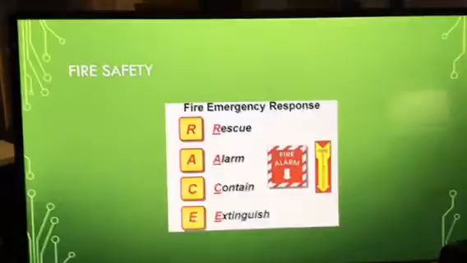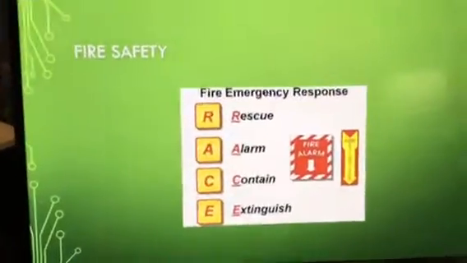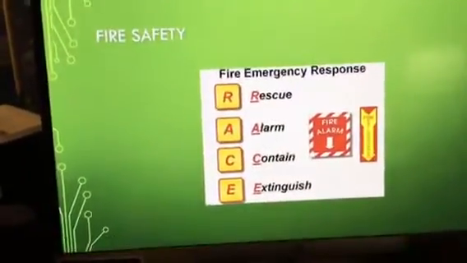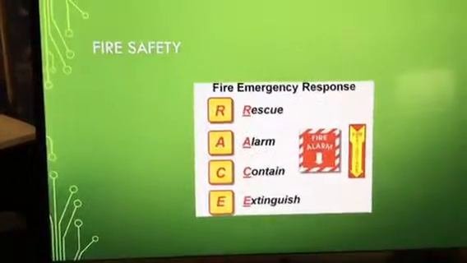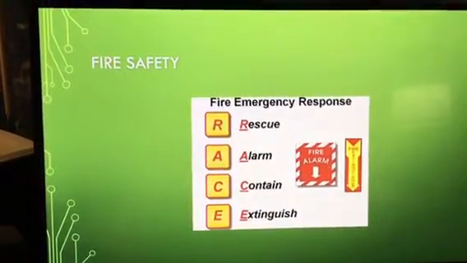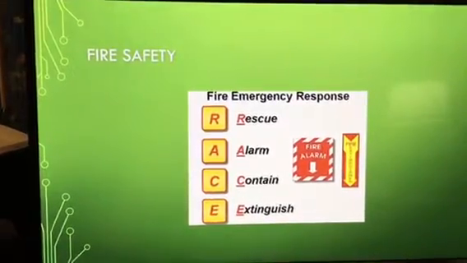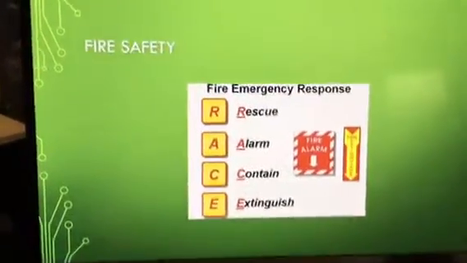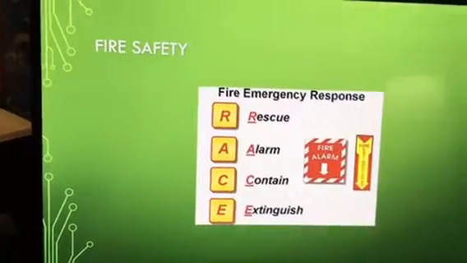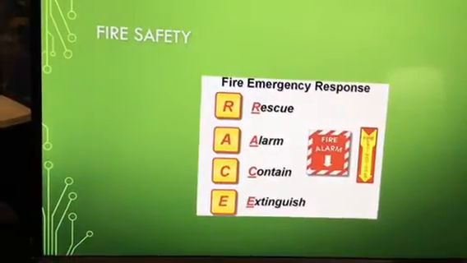fire. When we extinguish fires, we use the acronym PASS, and that is we have a fire extinguisher that we pull the pin, we aim at the base of the fire, we squeeze the handle, and we sweep in a sweeping motion as we use the fire extinguisher.